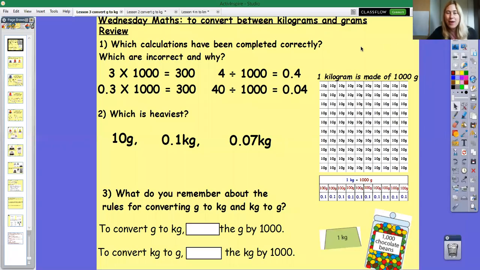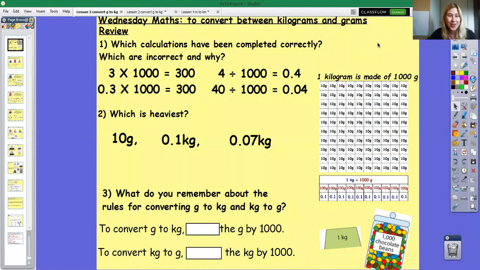Hi Year 5s and welcome to Wednesday's maths lesson, and today we are going to finish off converting between kilograms and grams based on what we learned yesterday, linking the two together. So we've got a review task to start with. Please pause the video and have a go at the activities.